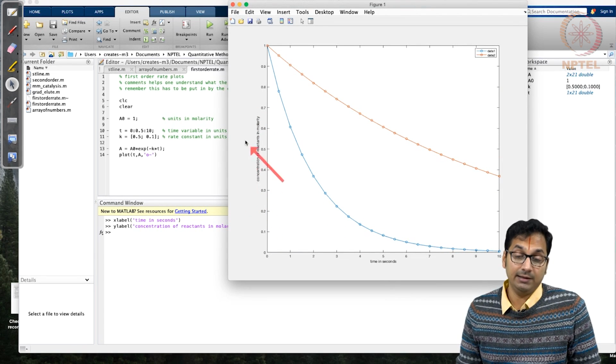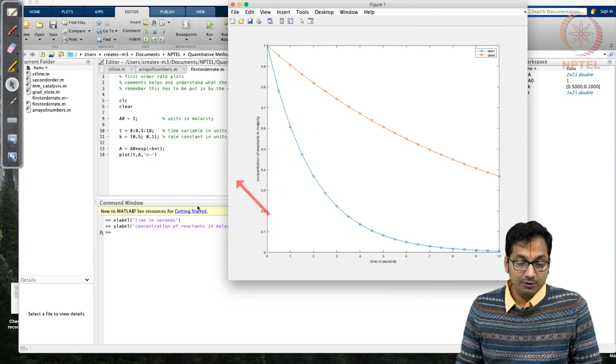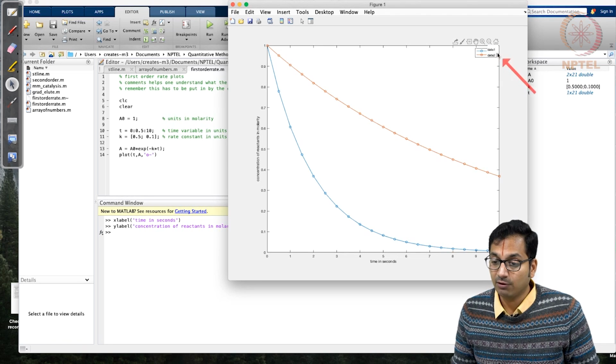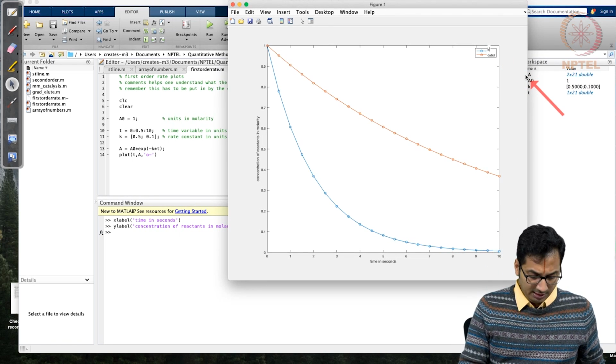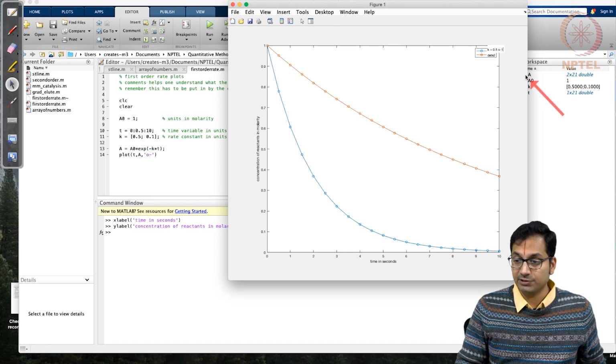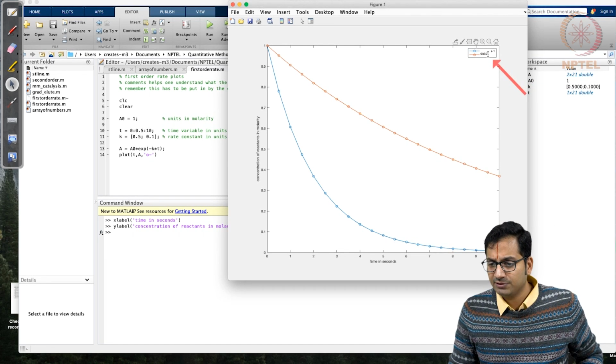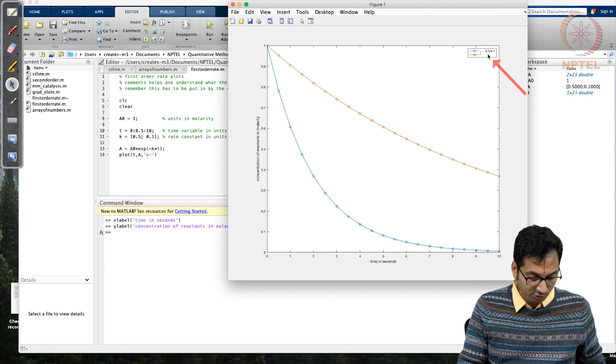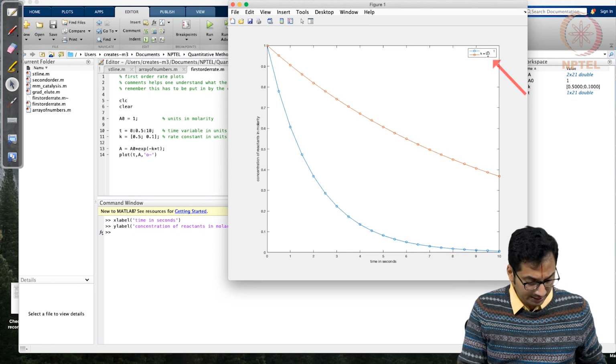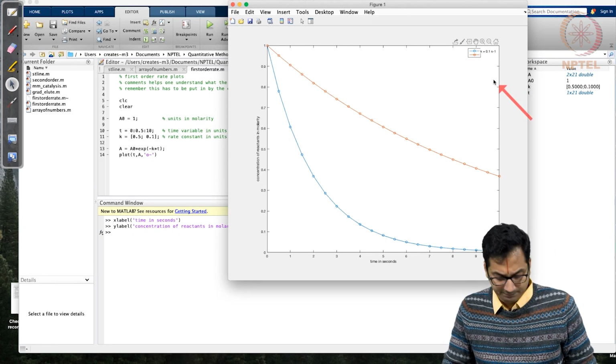So, here you start getting this, and also you can edit the labels that you have gotten by changing k equal to 0.5 second inverse. This can also be coded in, but I am just writing it so that people who would like to use the GUI, graphical user interface, can also use it.